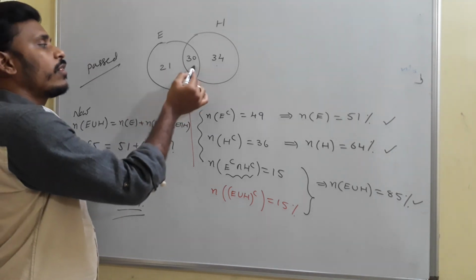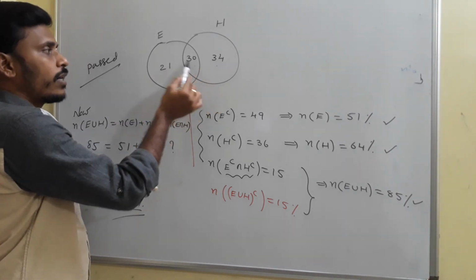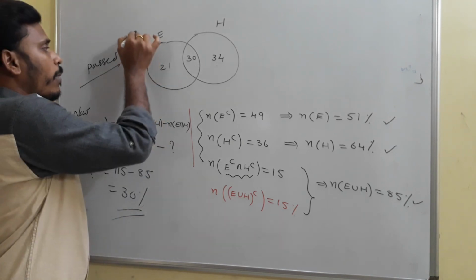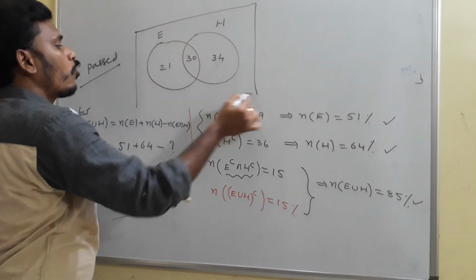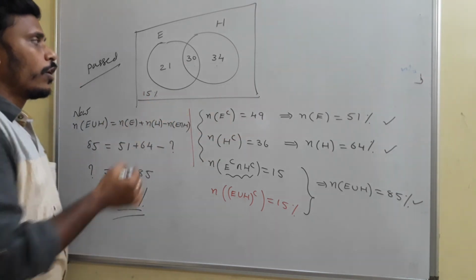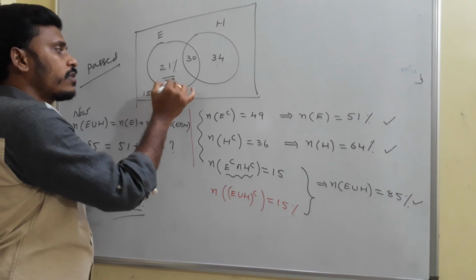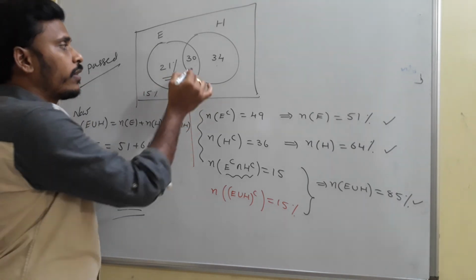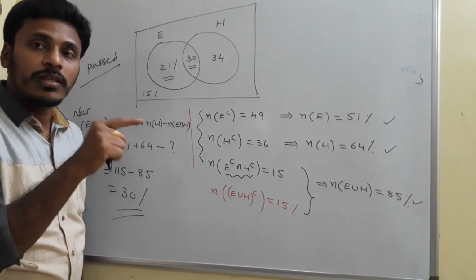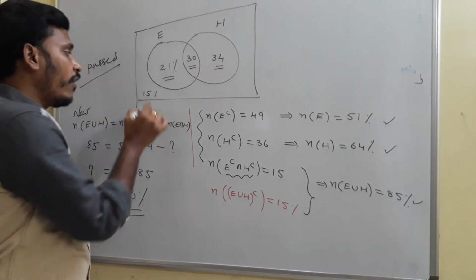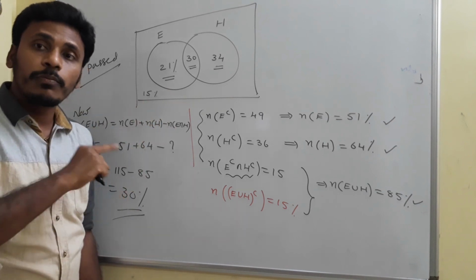And if you add all these three numbers, 34 and 30 is 64, plus 21, 85. So the remaining 15% are out of these circles. So they failed in both the subjects actually. So this 21% represents the number of students who passed only in English. 30% passed in both the subjects. 34% passed only in Hindi. 15% did not pass either subject.